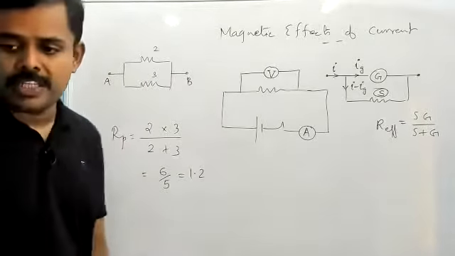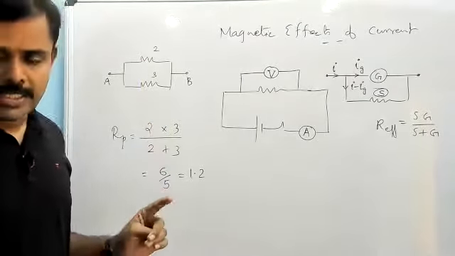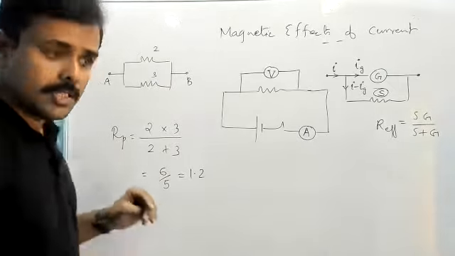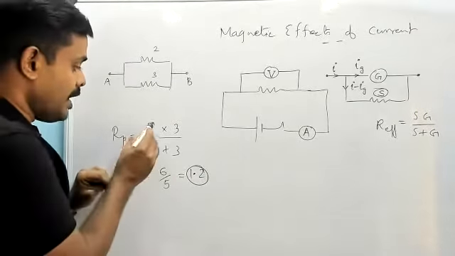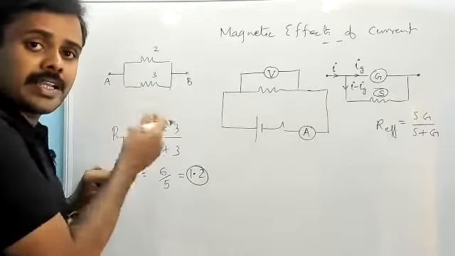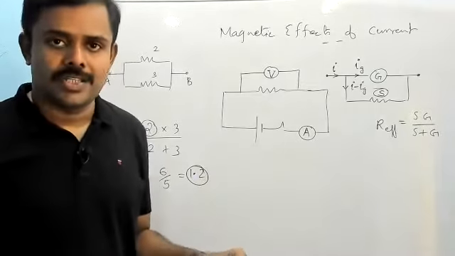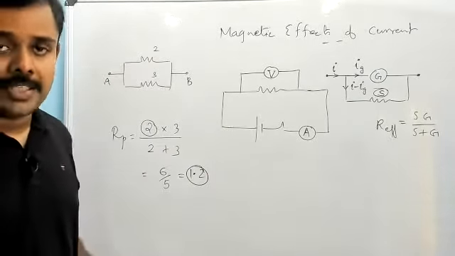How do you find the effective between A and B? R1 R2 by R1 plus R2, that is 2 into 3 by 2 plus 3, which is 1.2. What do you understand from this? The effective is 1.2 and it is less than the lesser value here. Out of 2 and 3, the lesser value is 2. The effective is actually less than the least. That's a key point. We have written that in the notes. You check the notes, it is there.